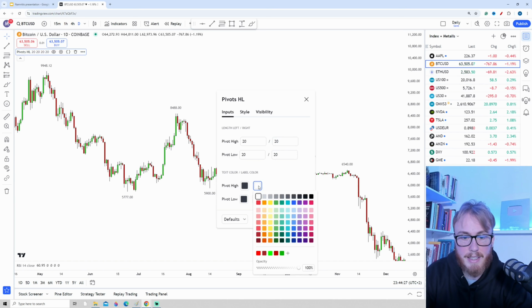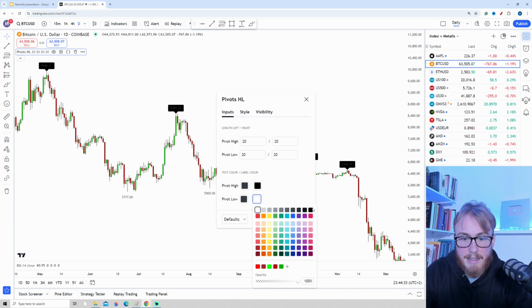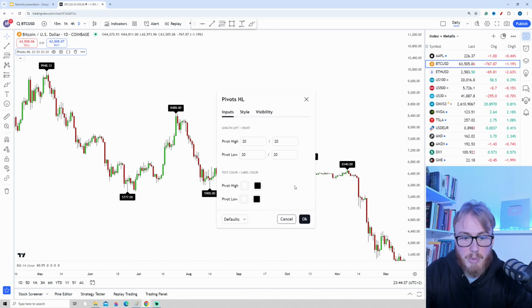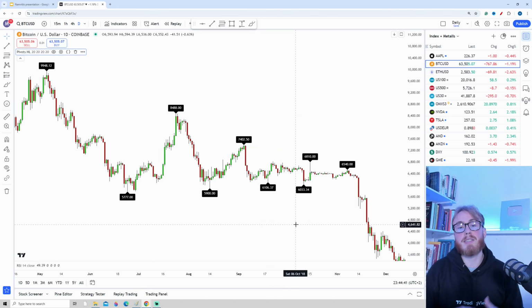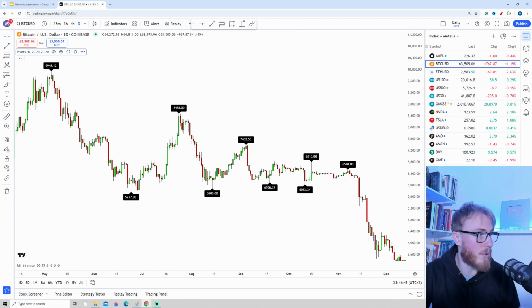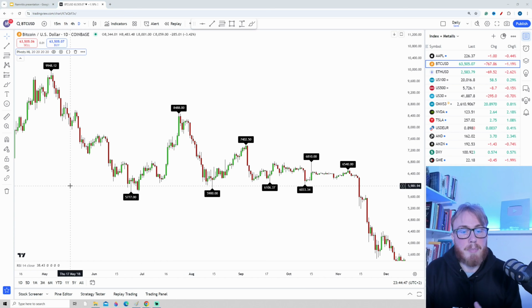And to make the points more clearly visible, I want to change this one to black, this one to black, this one to white, and this one to white. And now you're ready to press OK. Now, as you can see, we have the points very clearly visible on the chart. So now we have the pivot points on the chart.